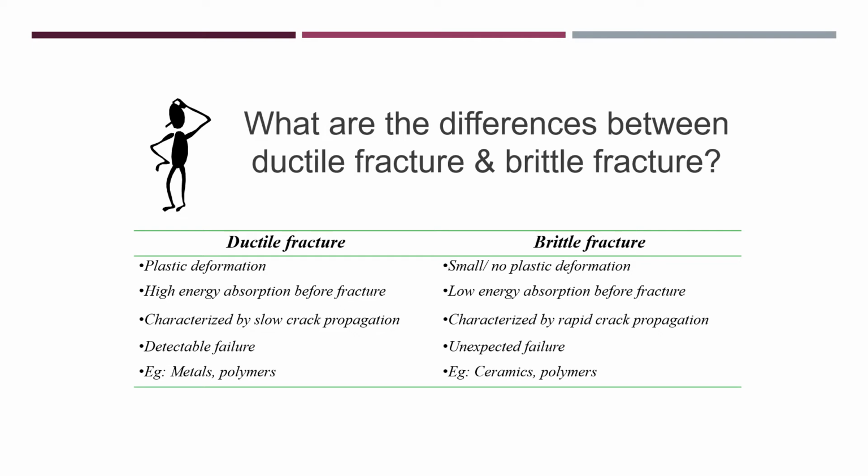Examples of ductile fracture are metal and polymer, and examples of brittle fracture are ceramic and polymer.